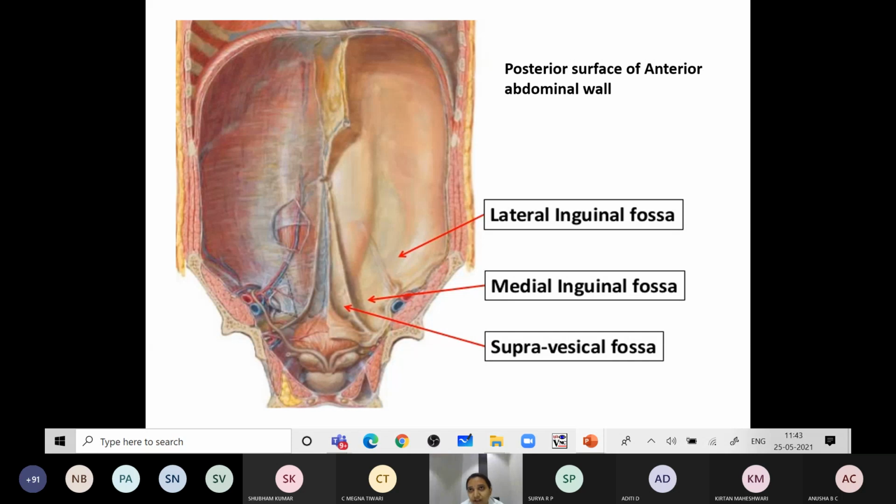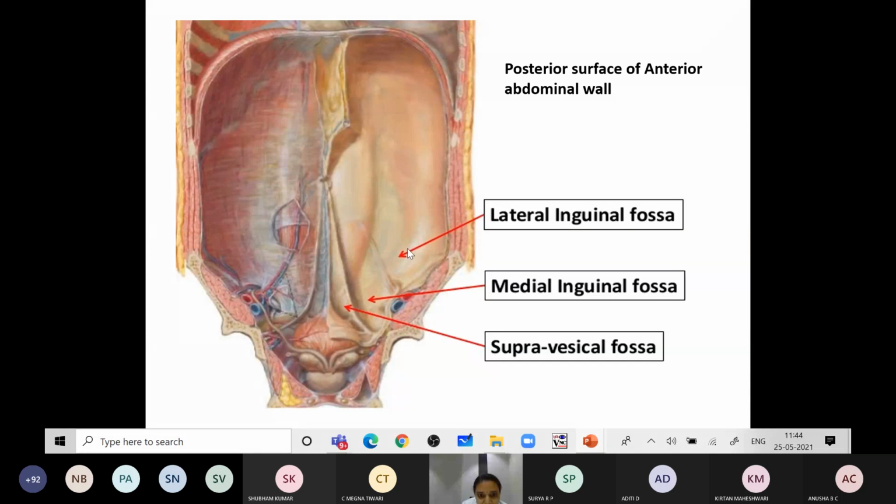Does it help to differentiate direct and indirect inguinal hernia? Which hernia will pass through that, direct or indirect? Direct, yes. Directly from the posterior abdominal wall through Hasselbach's triangle. Here you can see this is the medial inguinal fossa. Through this fossa, the contents of the abdomen will protrude anteriorly, enter the inguinal canal, then the scrotum. So that is the direct inguinal hernia.